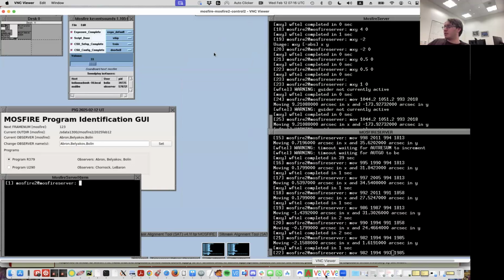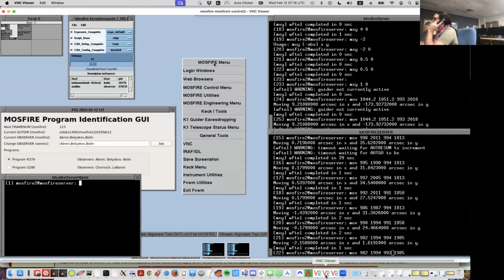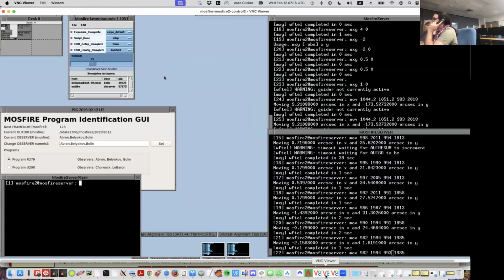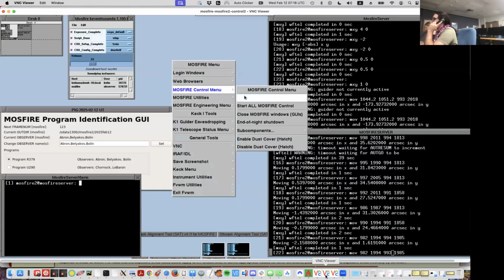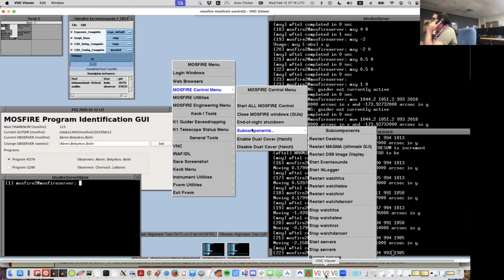Hey, that's Leo. Hi, Leo. How you doing? So the DS9 window kind of disappeared mysteriously while we were trying to do something on it. Do you know how to make it pop up again? Okay. So I'm on MOSFIRE control 2, and I see there's a MOSFIRE control menu in the right-click menu. Okay. DS9, restart DS9.